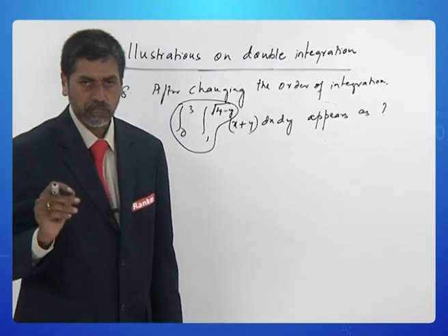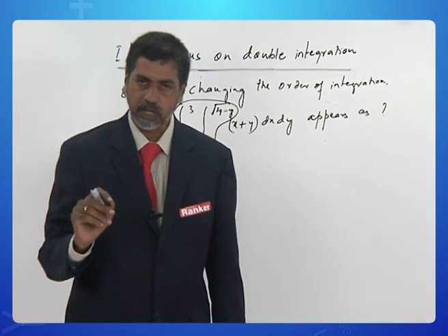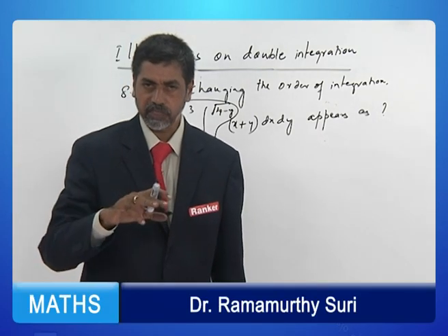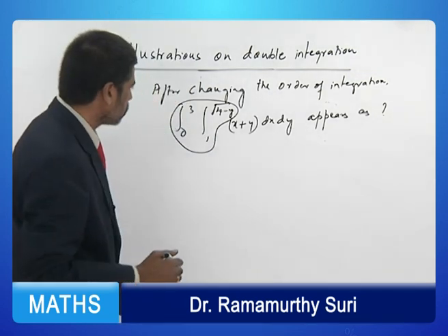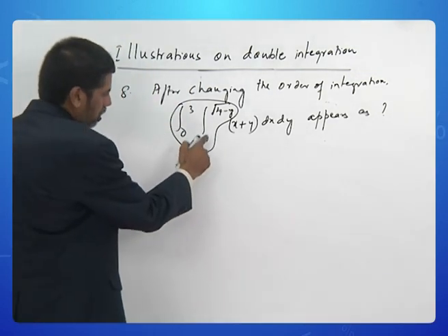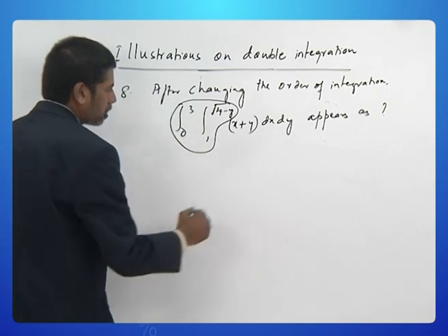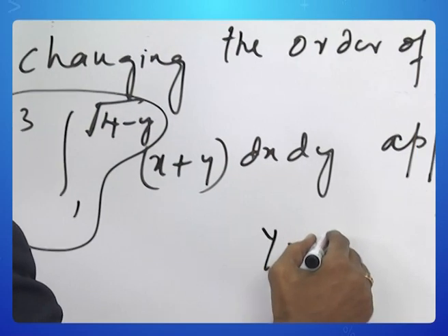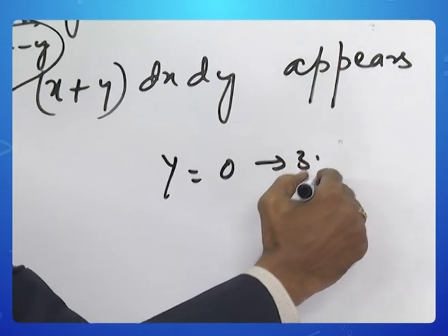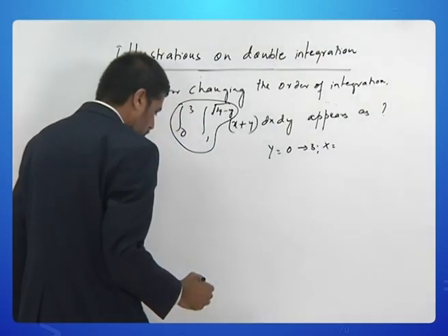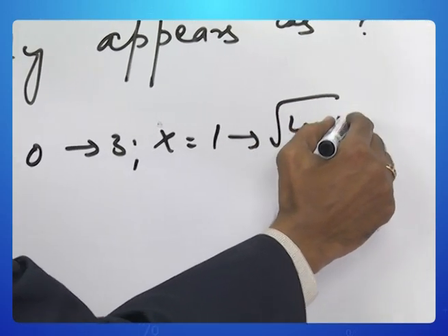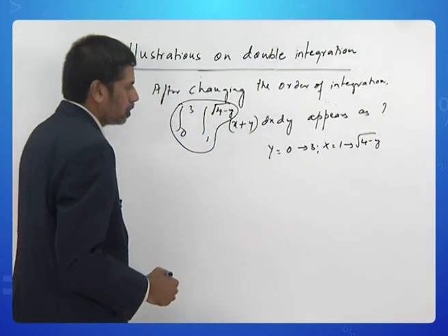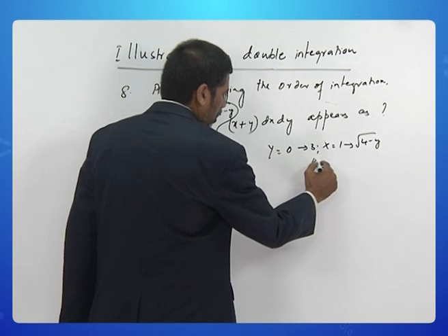and recognize whether the region is an Rx region or an Ry region. If it is Rx, change it as Ry. If it is Ry, change it as Rx. So, you know these are x limits, these are y limits. So, y is equal to 0 to 3, x is equal to 1 to square root of 4 minus y. So, the region is Ry region.